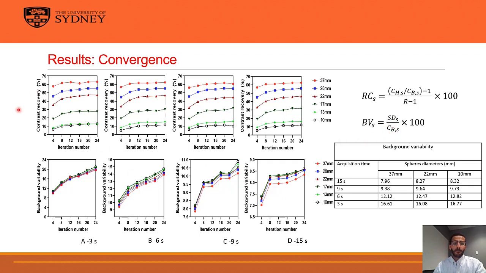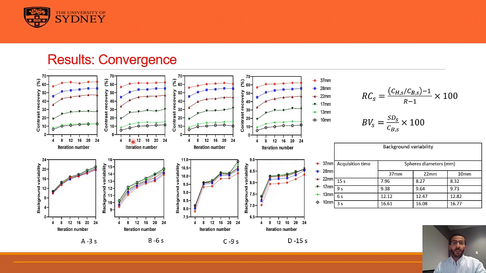Here in the figure, we can see the contrast recovery and background variability as a function of different numbers of iterations, from 3 seconds per view in figure A to 15 seconds per view in figure D. The overall contrast recovery increases with the number of iterations, at the expense of higher background variability. Also, the contrast recovery increases when the diameter of the sphere increases, as expected. Contrast recovery convergence was achieved at 8 iterations, whereas at 12 iterations, the convergence displayed greater stability at all acquisition times, as we can see here in the top row.